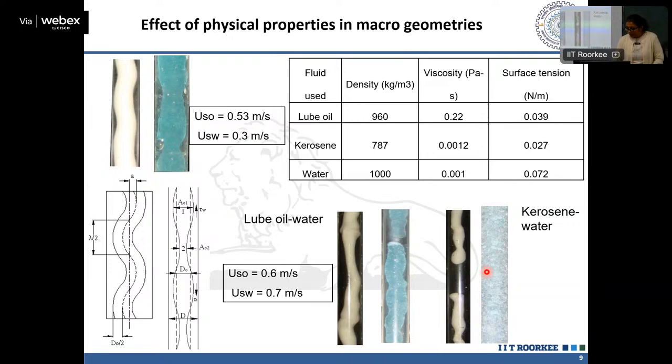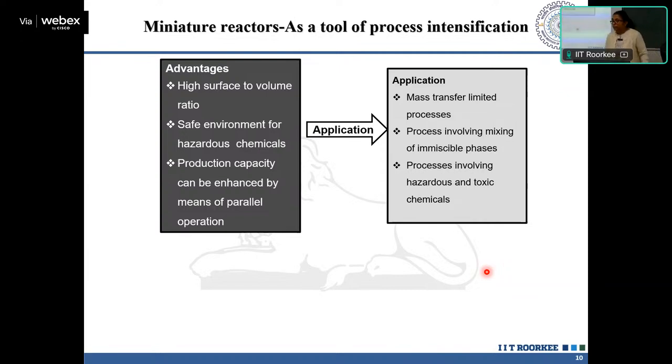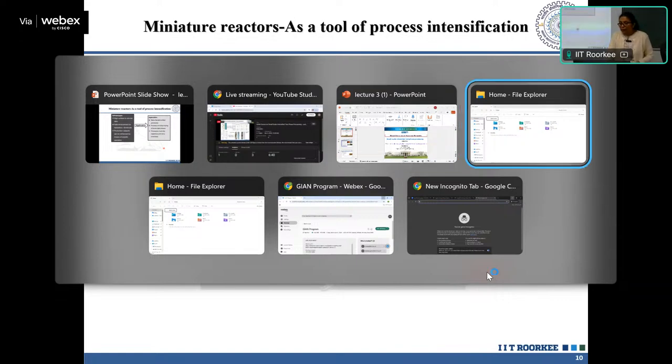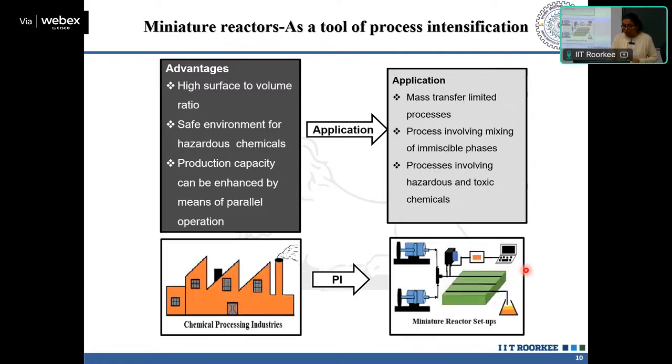Okay, now let us move to what the course is all about, which is miniaturization. So first of all, why miniature reactors? This is already, I guess, known to you. They offer a high surface to volume ratio and a safe environment of operation, and they enhance mass transfer, any transfer process for that matter, and that is why they are used as a tool of process intensification. Okay, so we are moving now to the miniature reactors.